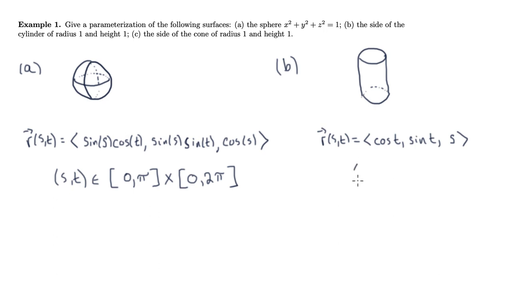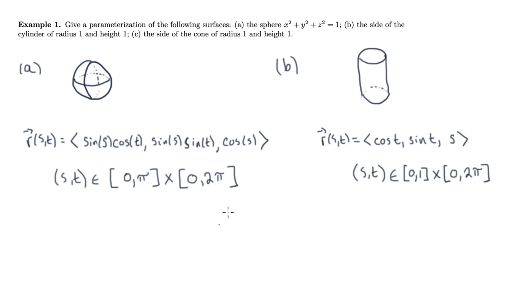And here, s goes, say, from 0 to 1, because I'm just thinking about s as the height going up along the cylinder. So this will be 0 to 1, and then crossed with, well, I'm going all the way around the circle of radius 1, so that's 0 to 2 pi.